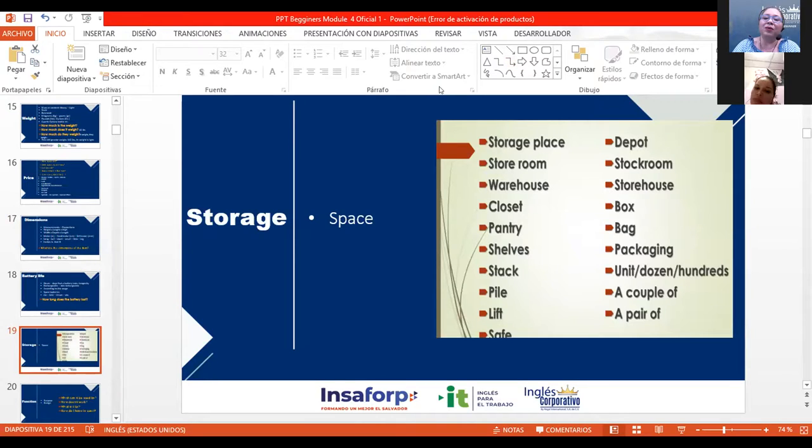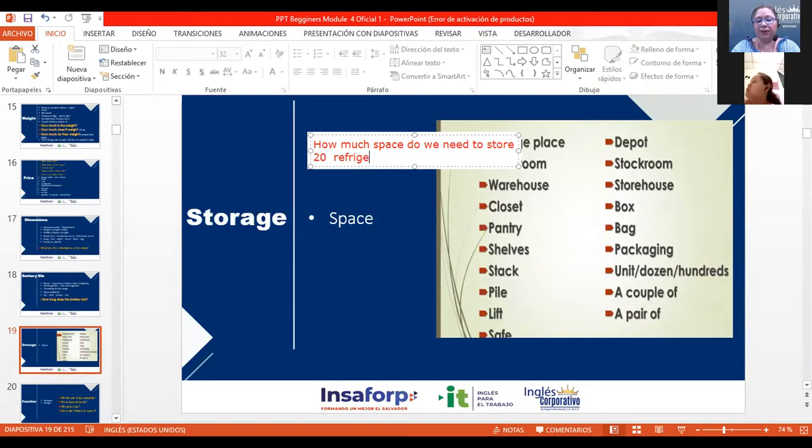Fíjese que space puede ser contable y puede ser incontable. Okay. ¿Cómo? Por ejemplo, how much space do we need to store 20 refrigerators? Digamos, ok, como ejemplo. Ok, how much space? Ahora también podríamos decir how many spaces, okay? How many spaces are there available, okay? ¿Cuántos espacios hay disponibles? ¿Sí? How many spaces are there available? Ok. Entonces puede ser contable, puede ser incontable.